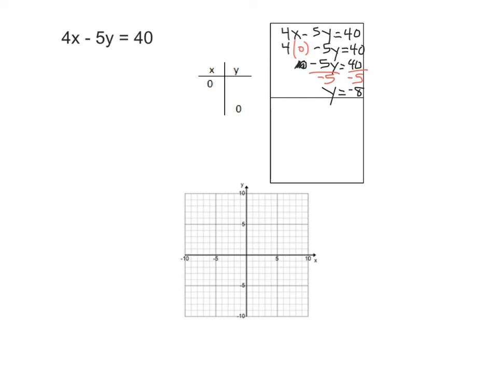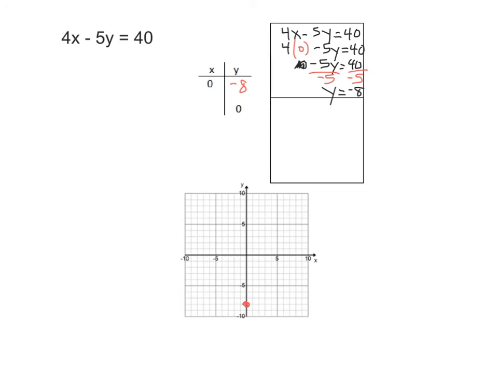So our y value, when x is 0, is negative 8. Again, that means that's our y-intercept. So on the y-axis, we're going to plot negative 8. So negative 8 is here on the y-axis.